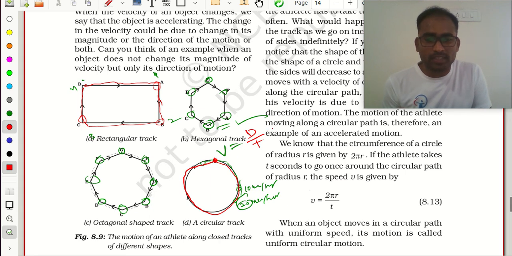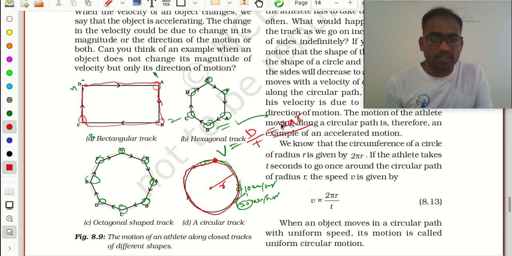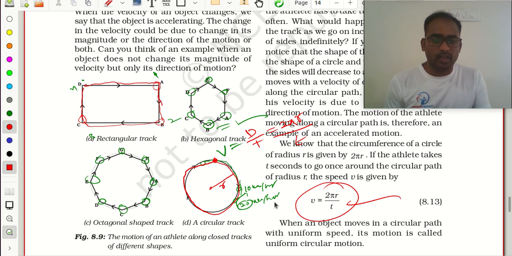Circumference of a circle is 2 pi r, where r is the radius. Time is t. So this is the speed v on a circular track. So the speed is 2 pi r upon t. Understood?